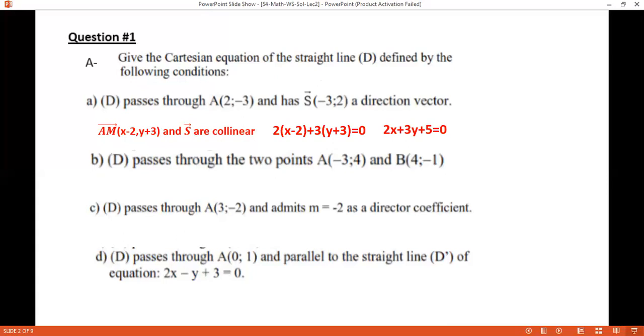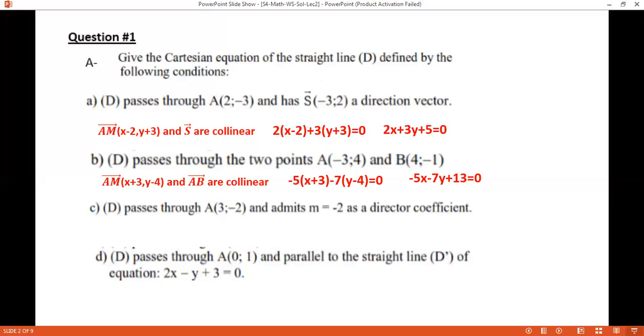In part B, I have a straight line D that passes through 2 points only. So from those 2 points, I should create two vectors. One of them is the directing vector, and the other belongs to the straight line D. So AB is the directing vector, and AM belongs to the straight line D. And also those two vectors are collinear, so we apply the rule of determinant, and this is the Cartesian equation.